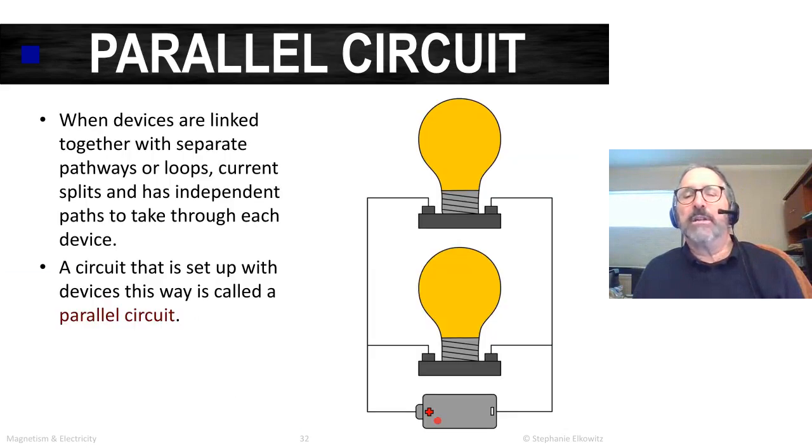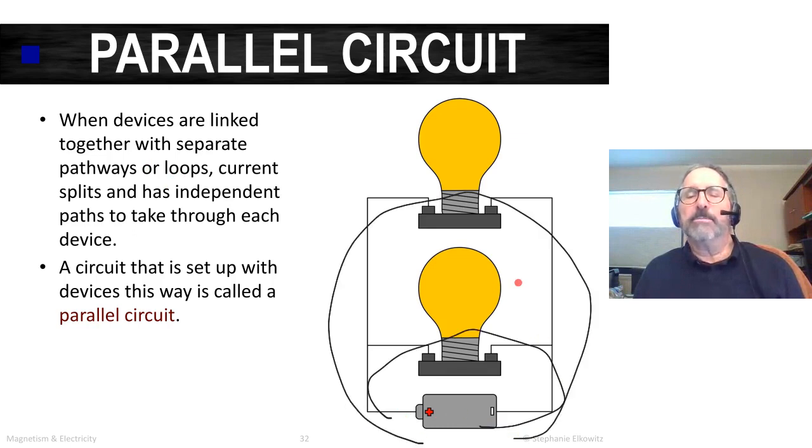Now, a parallel circuit is like we saw. We have more than one path, separate loops. You have a loop here and a loop here. Right? So if this burns out, this stays bright. Okay, and the brightness is all the same. Even if this burns out, the brightness will not get any better.